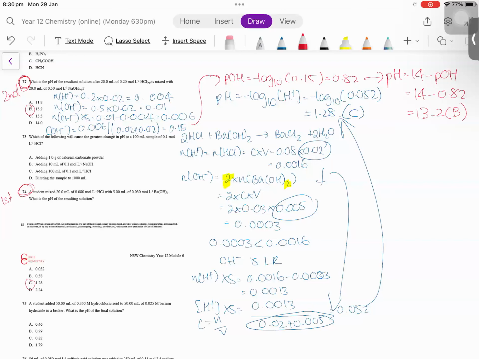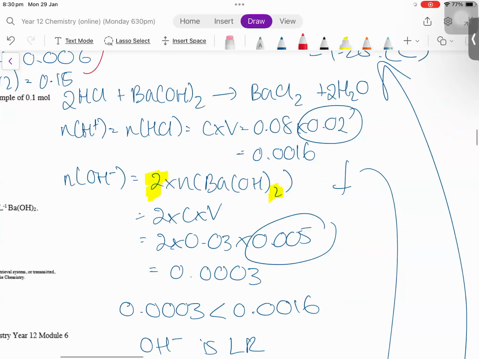Yeah, Noyo, what is up? When we multiply the moles of barium hydroxide, is it barium hydroxide, by 2, why does that work? Like, why do we do that?